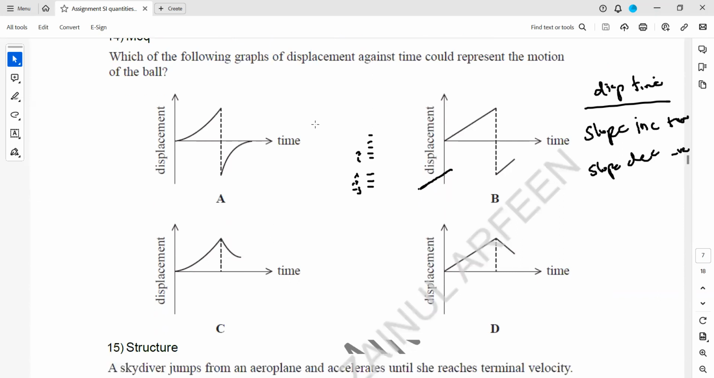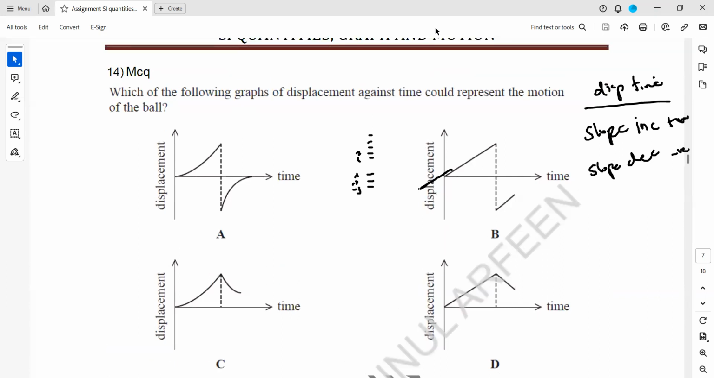So in which graph is the slope first increasing? A, the slope is increasing. C, the slope is increasing. B and D are totally wrong because the slope is constant.